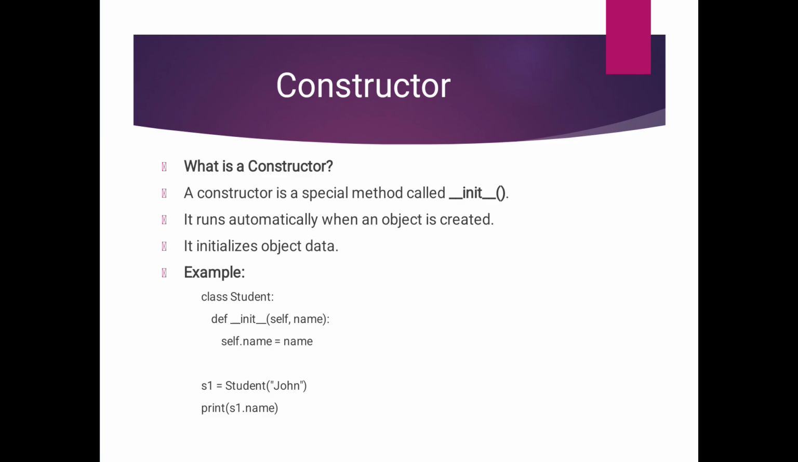Here, __init__ is the constructor. It receives the value John when the object is created. The keyword self refers to the current object. The statement self.name = name stores the name inside the object. Finally, print(s1.name) displays the value John.